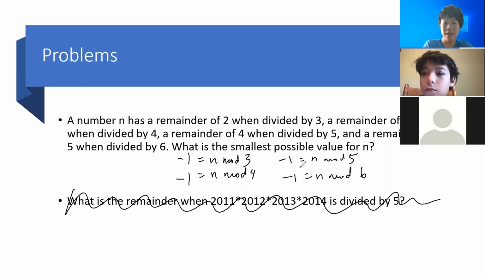Negative 1, negative 1. Now all of them have the same remainder, which means that if we find the least common multiple of all of these, and we subtract 1, then we get n. Okay?